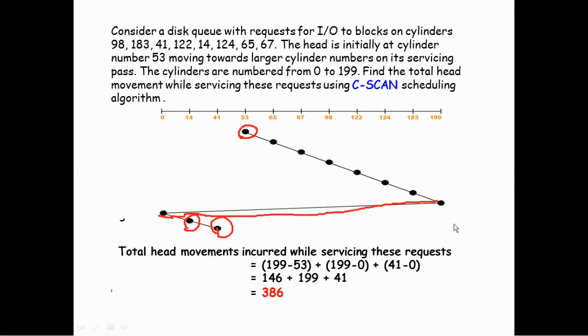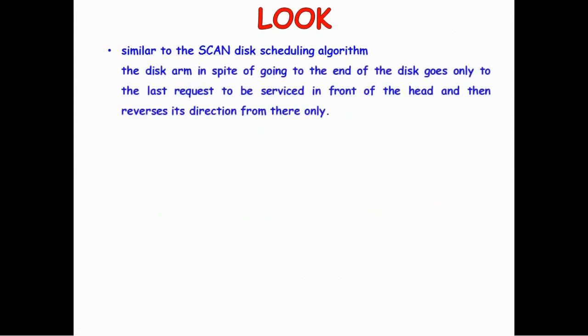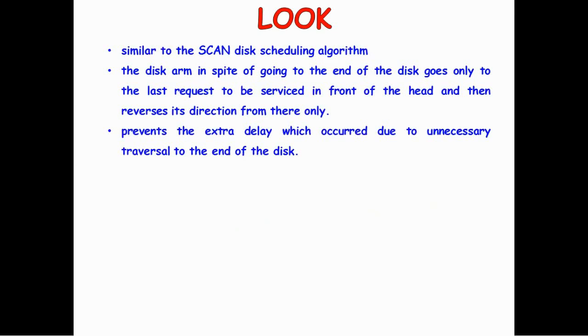Let us move to the CLOOK algorithm. This is similar to the scan scheduling algorithm. The disk arm, in spite of going to the end of the disk, goes only to the last request to be serviced, and it reverses its direction from there. That is, it reverses its direction from the last request. It prevents the extra delay which occurred due to unnecessary traversal to the end of the disk.